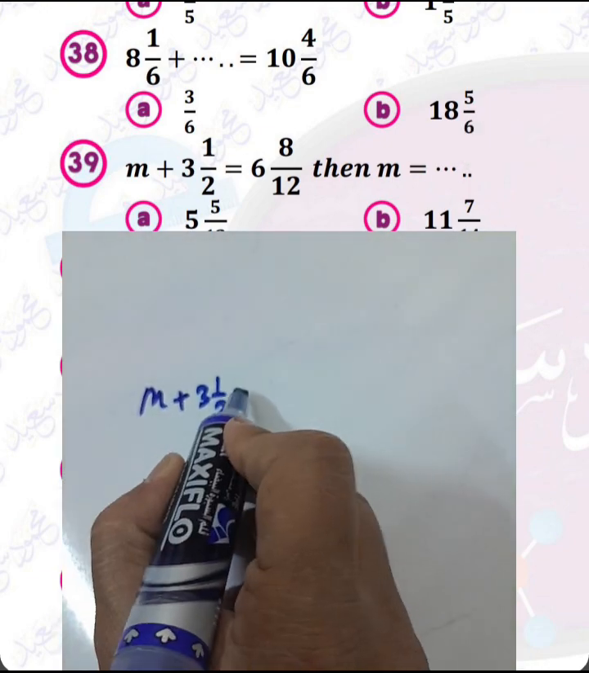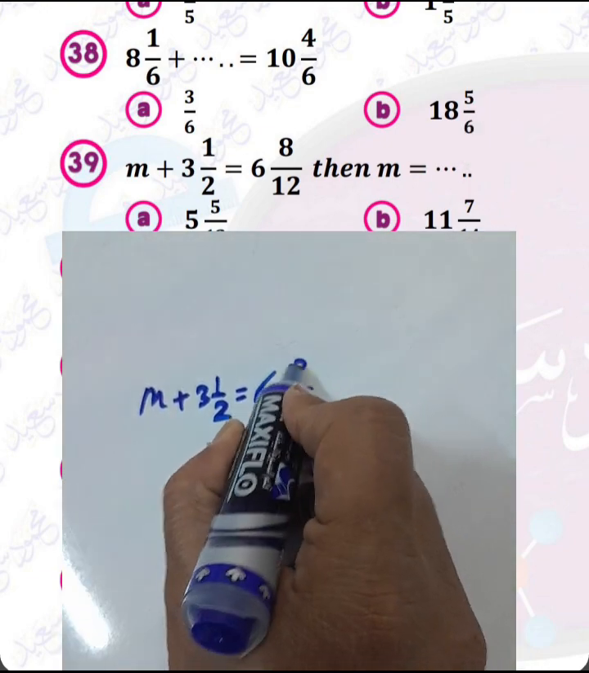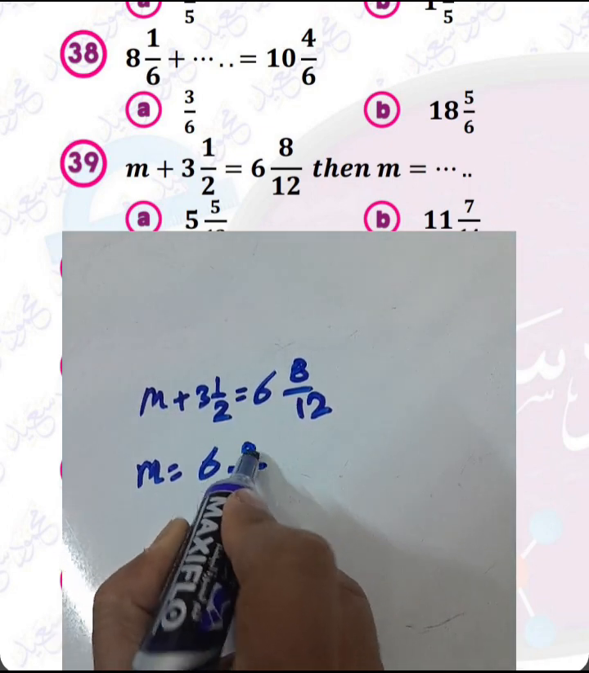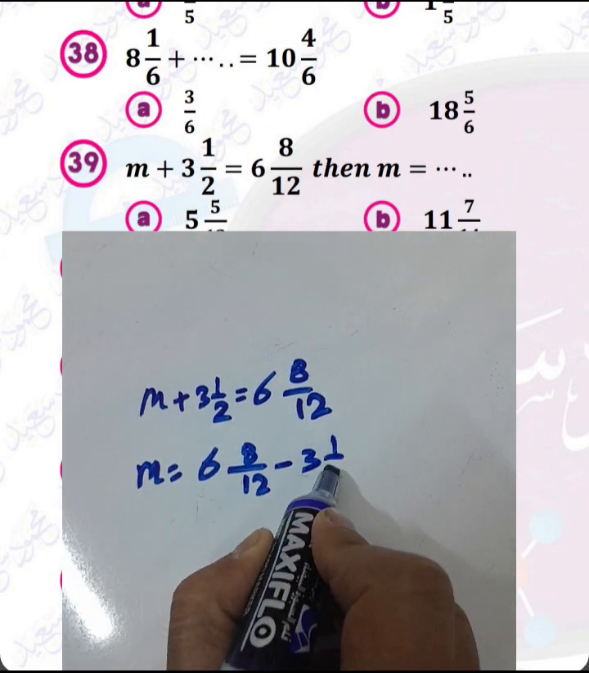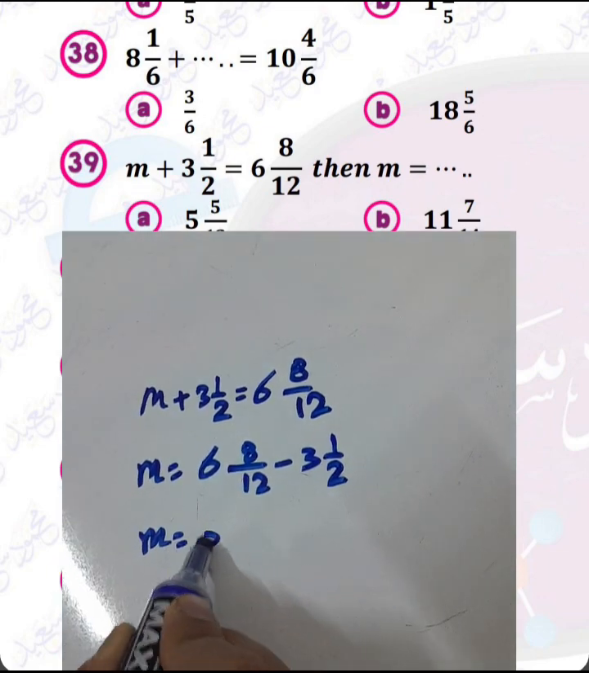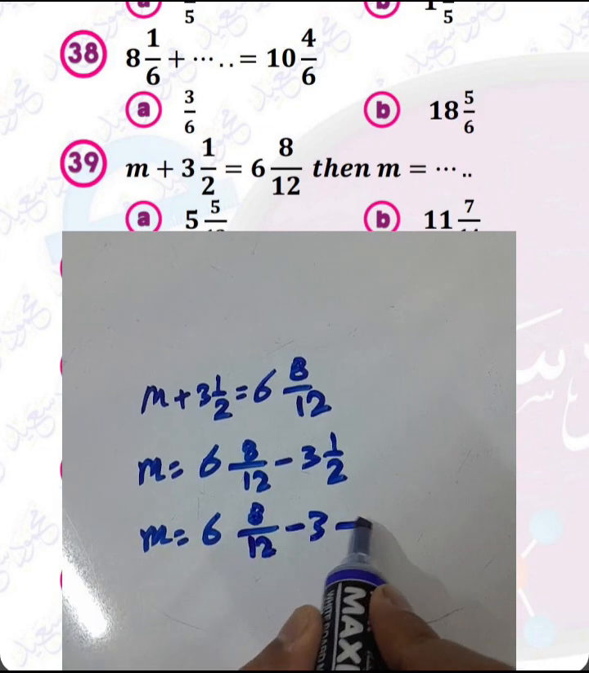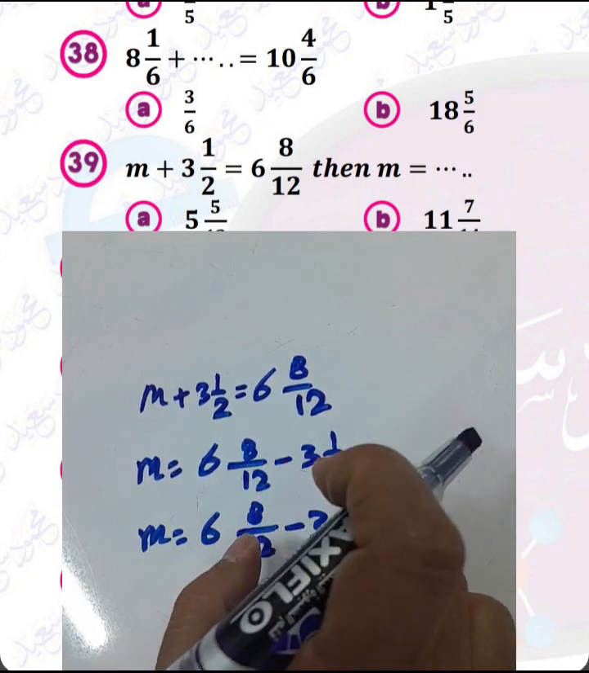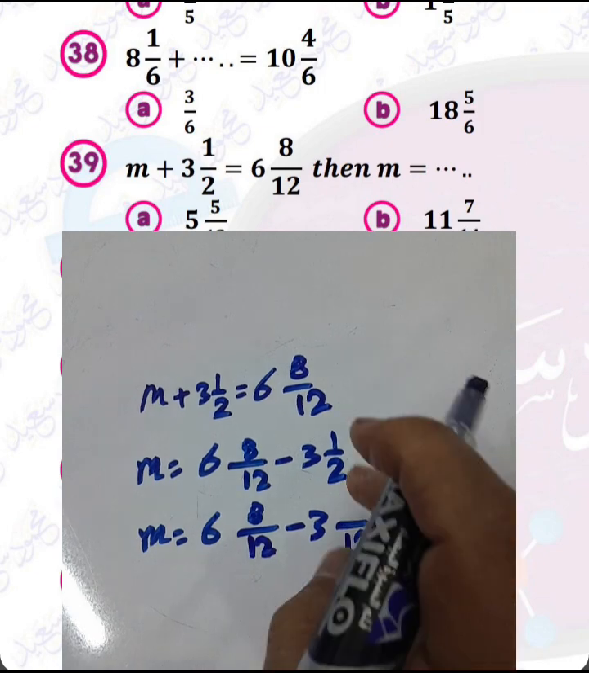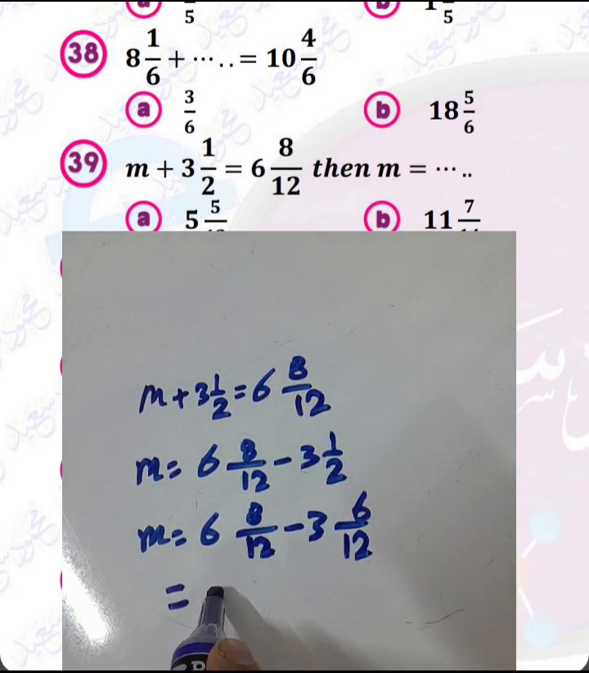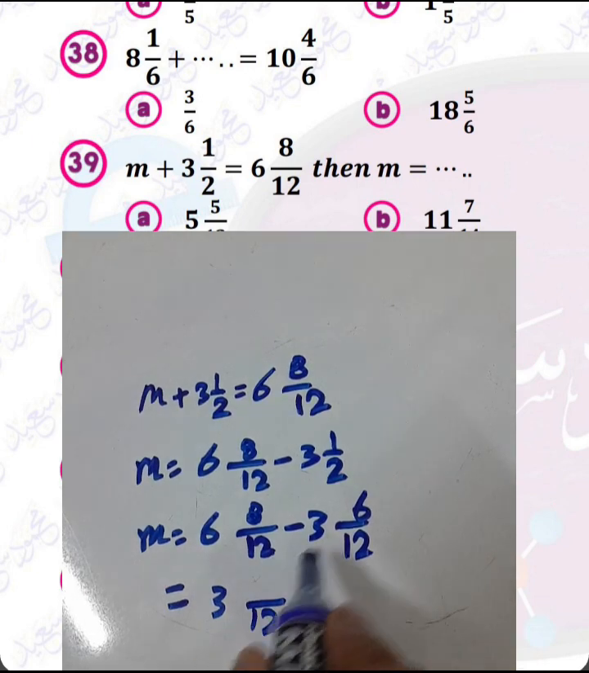M plus 3 and a half equals 6 and 8 over 12. Then the value of m equals 6 and 8 over 12 subtract 3 and a half. We can write the least common multiple between 12 and 2. It will be 12. 2 times 6 equals 12. 1 times 6 equals 6. 6 minus 3 equals 3. And 8 minus 6 equals 2.